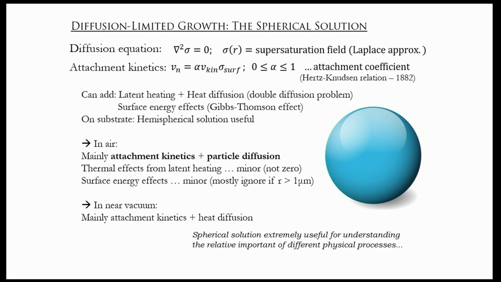So alpha is just a dimensionless number that can go from 0 to 1. It's called the attachment coefficient. You can think of it as a sticking fraction. If a molecule hits a surface and it sticks, then alpha is 1. If it hits the surface and bounces off, then alpha is 0.